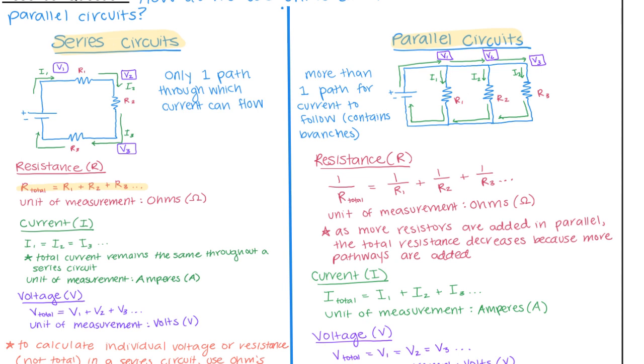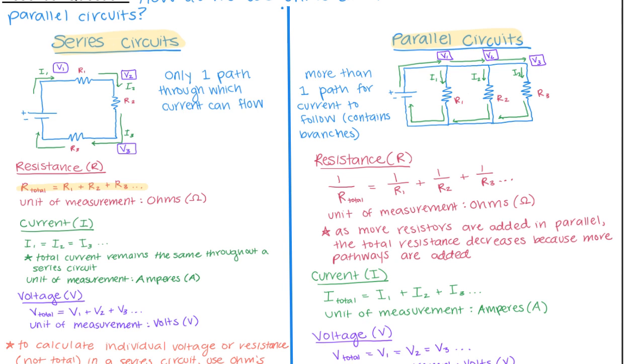Now, I added these three dots to indicate that if there were more resistors in that circuit, you would just add that resistance as well to get the total. So if there was a fourth resistor, whatever the resistance of that fourth resistor is would be added to get the total resistance as well.